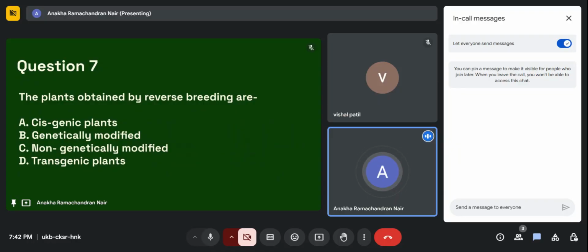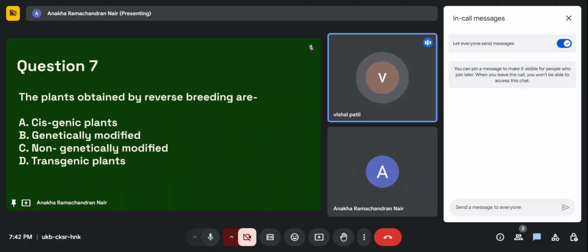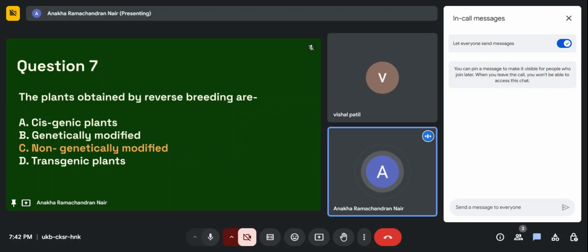The plants obtained by reverse breeding are: cisgenic plants, genetically modified, non-genetically modified, and transgenic plants. So what do you think the correct statement is? Non-genetically modified. Yes, you're correct about that also. They are non-genetically modified. Even though you're using the RNA silencing method, the gametes that you end up choosing are those which don't have that RNA silencing done, right? So essentially, the products that you get from reverse breeding are non-genetically modified. So yes, the correct answer is non-genetically modified.